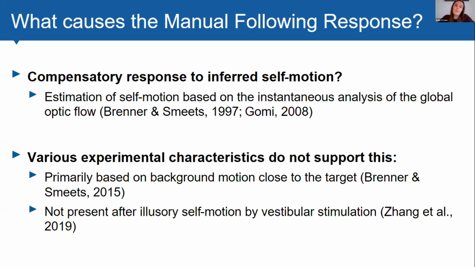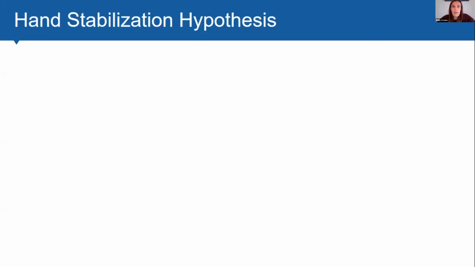Second, this manual following response isn't present after illusory self-motion is induced by vestibular stimulation. This doesn't really make sense, because if it is a response to inferred self-motion, it shouldn't matter how that self-motion is induced. So what we want to do here is propose a new hypothesis called the Hand Stabilization Hypothesis.